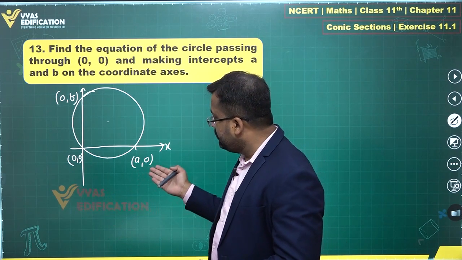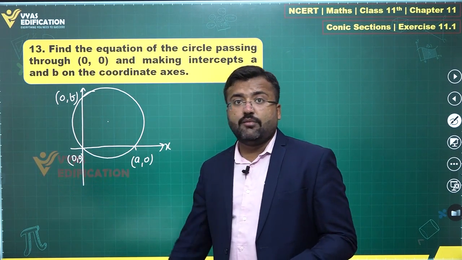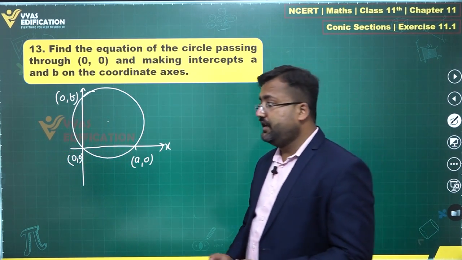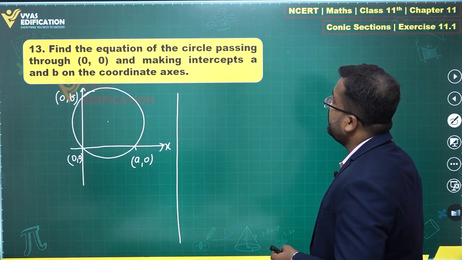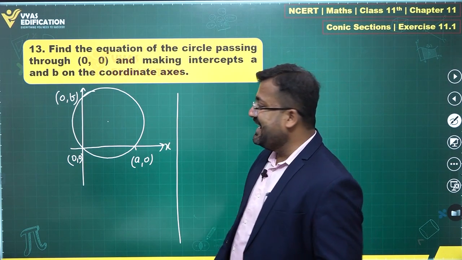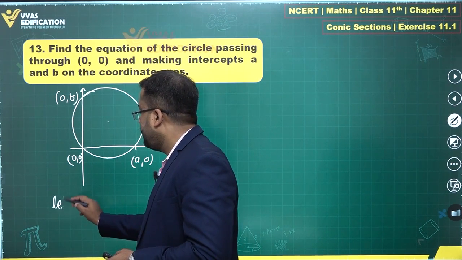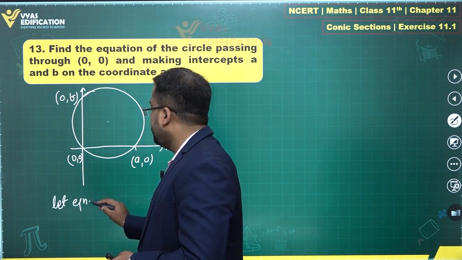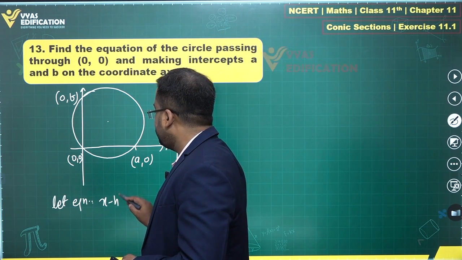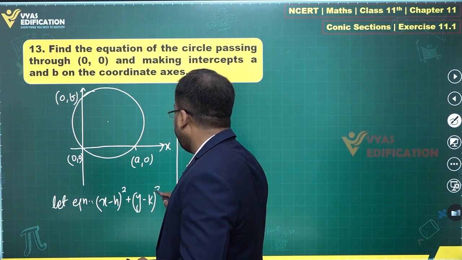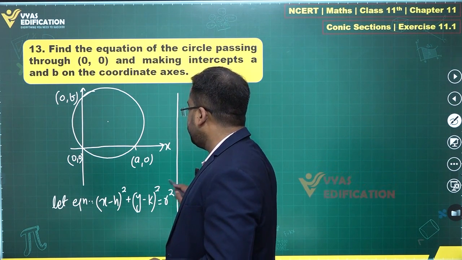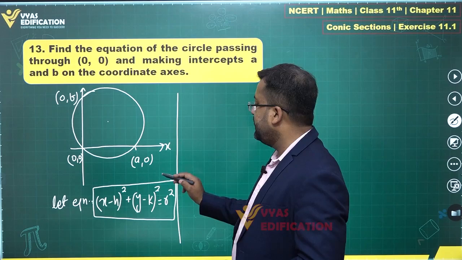We can directly solve using this (a, 0) and (0, b) and get the equation of the circle in terms of a and b. Let's try to do that. Equation of the circle passing through this and making intercepts a and b on the coordinate axes. Let the equation of the circle be (x − h)² + (y − k)² = r². Now this particular method we are using is as per the NCERT.